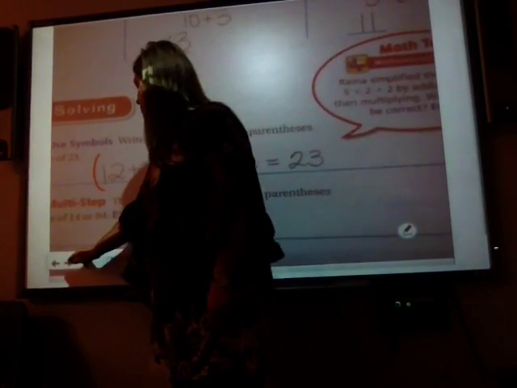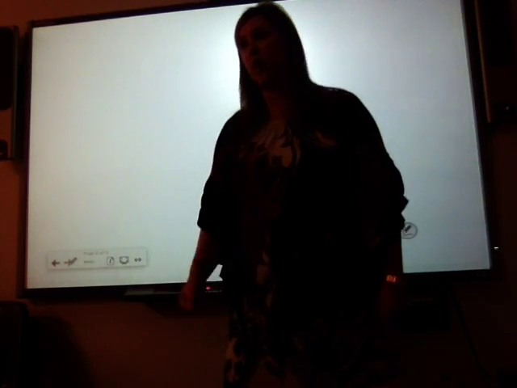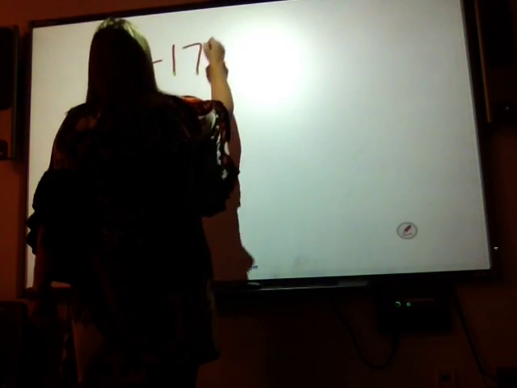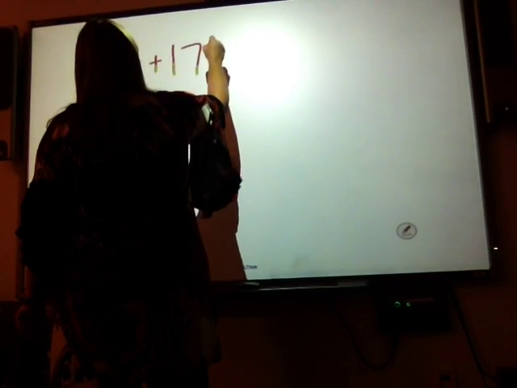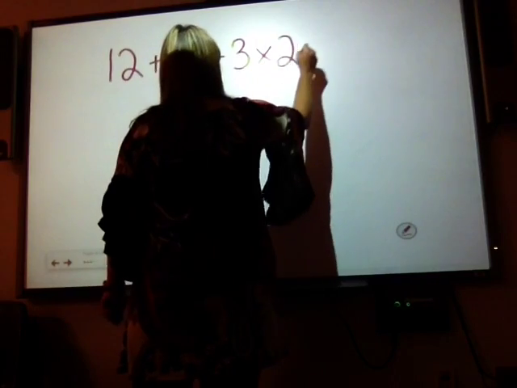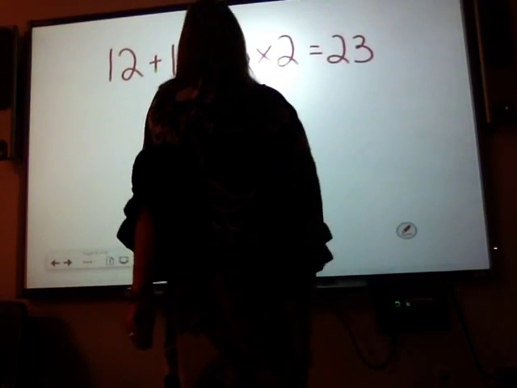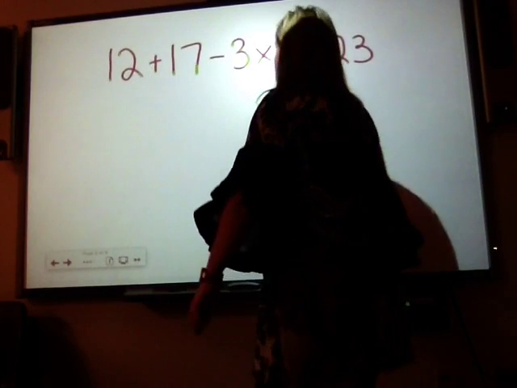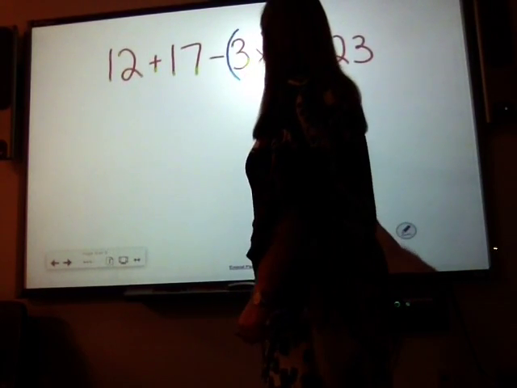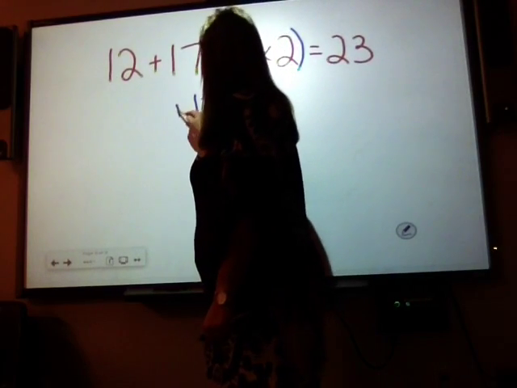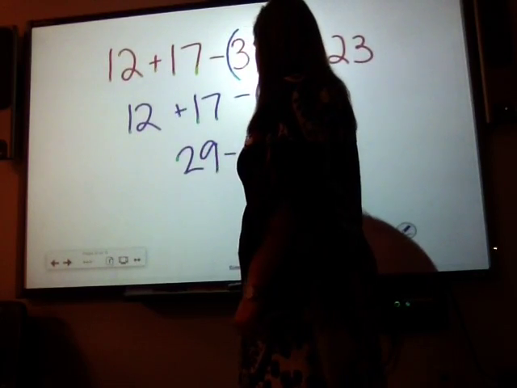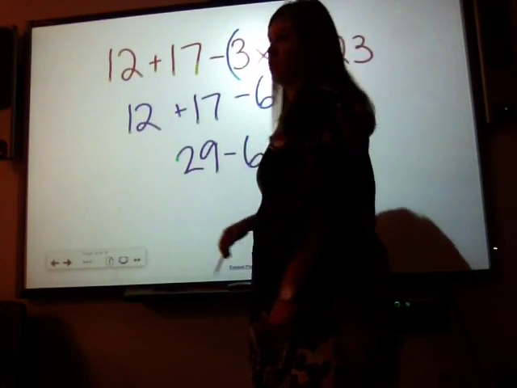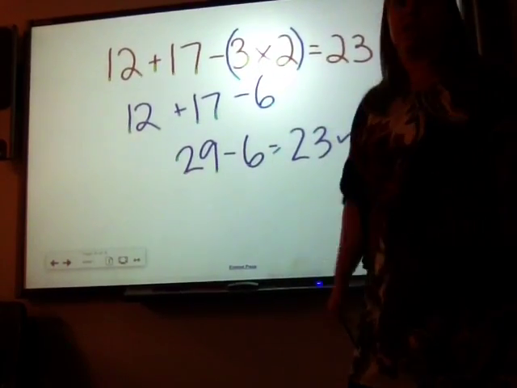Now, guess what? There's a second answer. There is a second one. 12 minus 17 minus 3 times 2 equals 23. Parentheses around 17 and 3. And you can do it around this, which gets you 6. You bring this down. 12 plus 17 is 29. 29 minus 6 is also 23. So on this particular one, you could have done it that way.